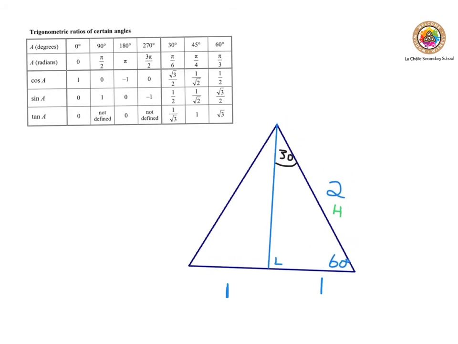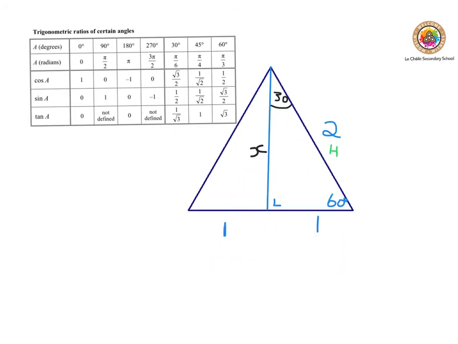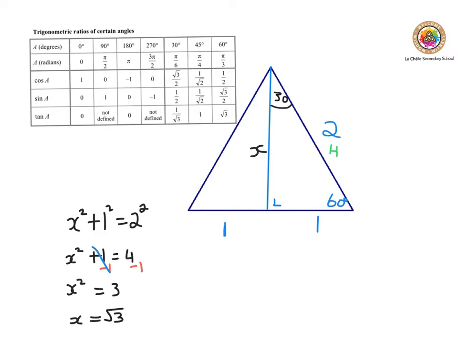So using Pythagoras' theorem, I know x squared plus 1 squared is equal to 2 squared. So that gives me x squared plus 1 is equal to 4. To get x squared on its own, I'm going to take away 1 here, and take away 1 here. They cancel, and 4 minus 1 is equal to 3. So x is equal to the square root of 3. Okay, so I'm going to fill that in here. Square root of 3. Okay, so that's the first bit done.